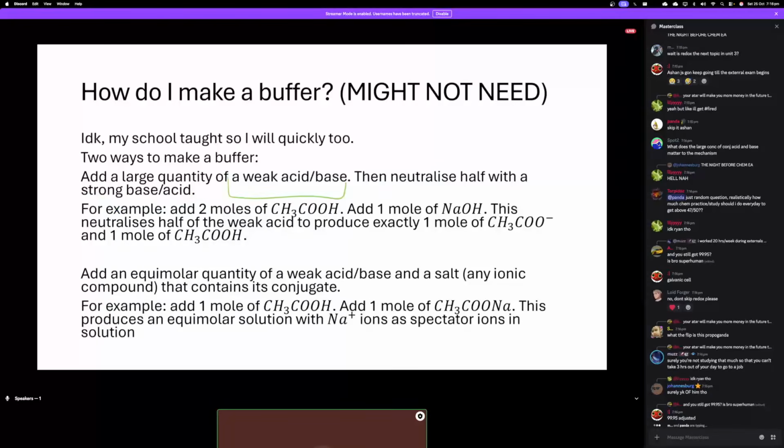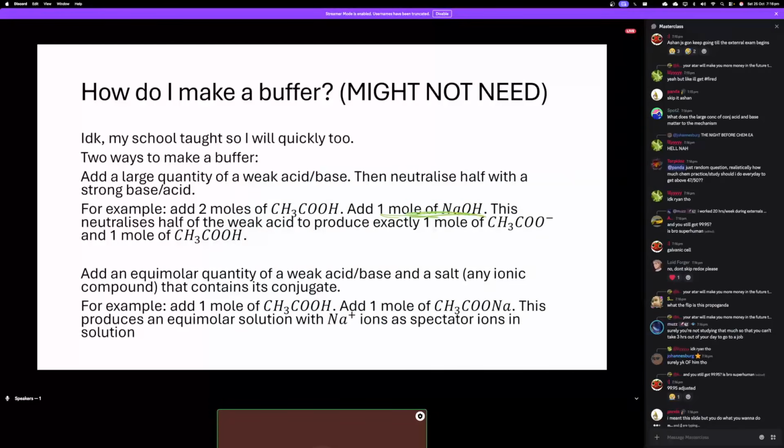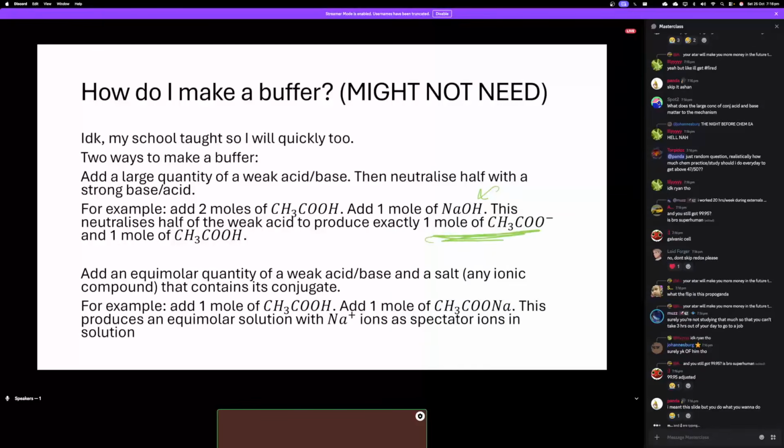So if I have weak acid or base, I want to neutralize half of it. Then if I add 2 moles of this, I will add 1 mole of a strong base. And if I do that, then I'll get exactly 1 mole of this and 1 mole of this.